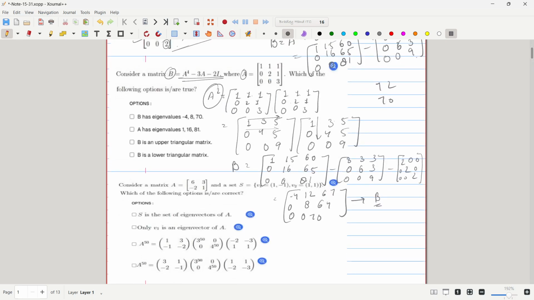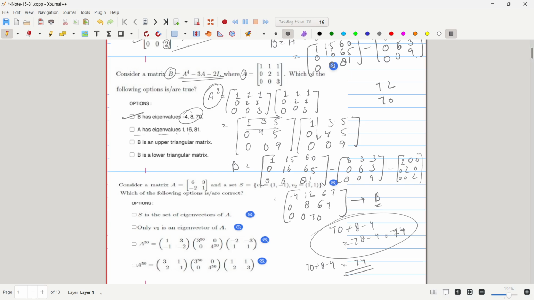There is a property of eigenvalues that the trace of a matrix is the sum of eigenvalues. The trace is 70 plus 8 minus 4, that is 78 minus 4, that is 74. So the trace is 74, and the sum of eigenvalues is 7 plus 8 minus 4, that is also 74. The first option is correct because the trace of a matrix is equal to the sum of eigenvalues and it matches with the B matrix.